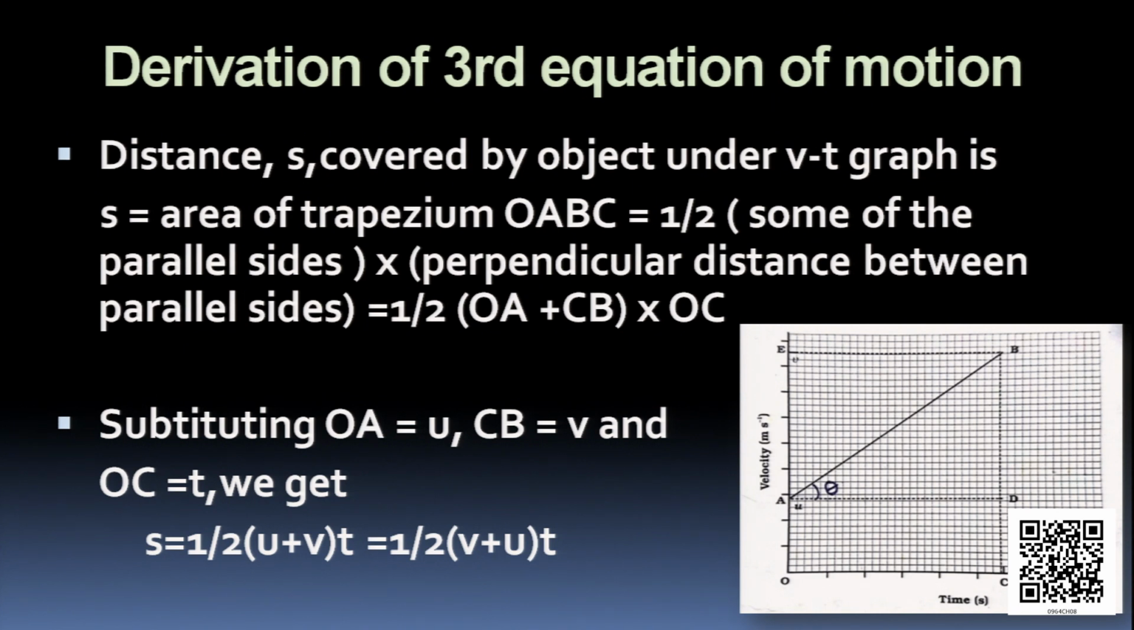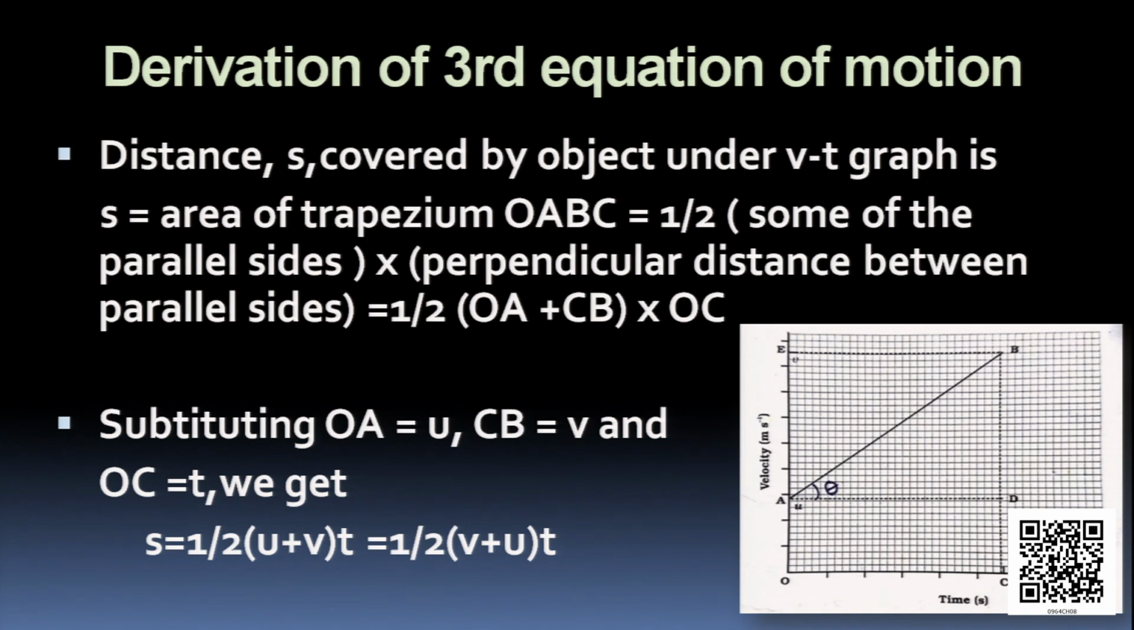Here you know from your mathematical knowledge that the area of the trapezium is half into the sum of the two parallel sides into the perpendicular distance between the parallel sides. So in this figure, the trapezium is OABC, and the parallel sides are OA and CB. So half into the sum of the two parallel sides is 1 by 2 (OA plus CB). Then the perpendicular distance between the parallel sides is OC. Therefore the distance S is equal to the area of the trapezium, which is 1 by 2 (OA plus CB) into OC.